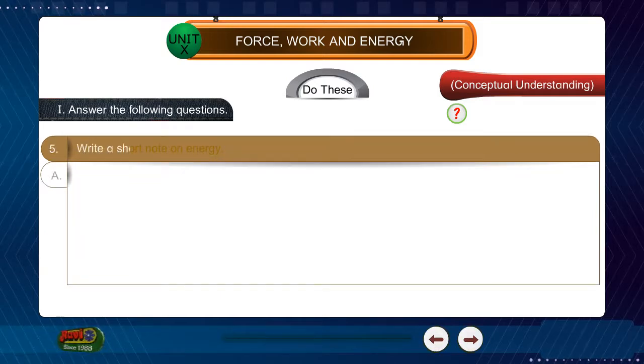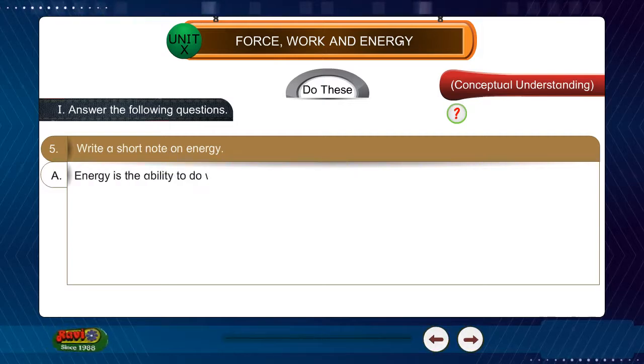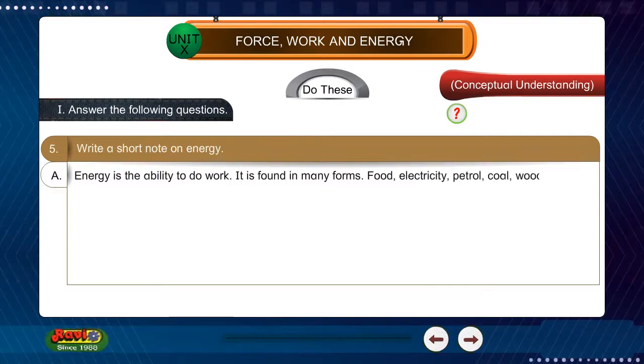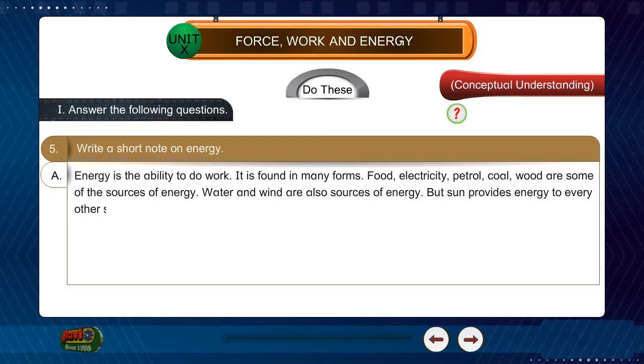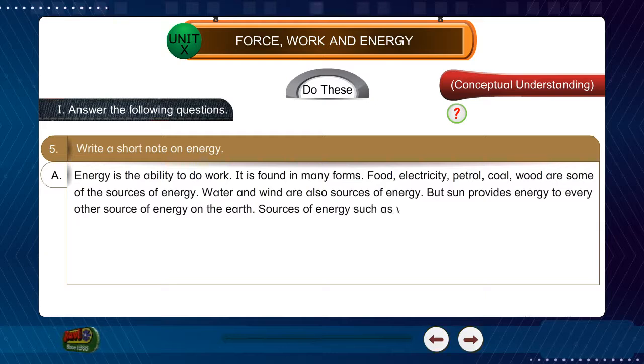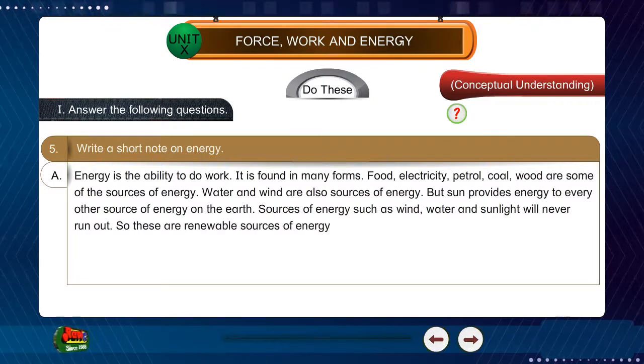5. Write a short note on energy. Answer. Energy is the ability to do work. It is found in many forms. Food, electricity, petrol, coal, wood are some of the sources of energy. Water and wind are also sources of energy. But sun provides energy to every other source of energy on the earth. Sources of energy such as wind, water, and sunlight will never run out. So, these are renewable resources of energy.